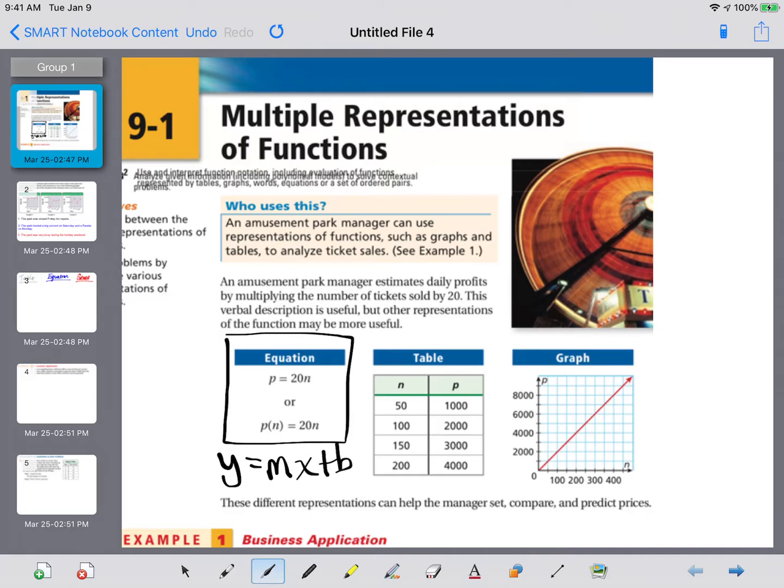You can use a table where you'll typically see x and y values. They can be any letters, really. X and y values translate easily to a graph.